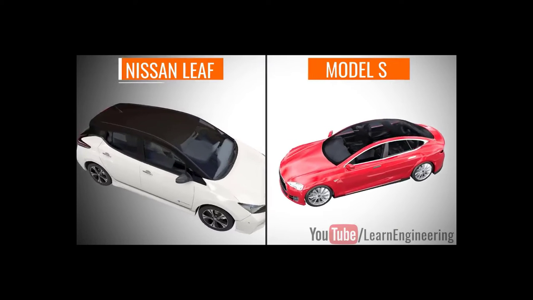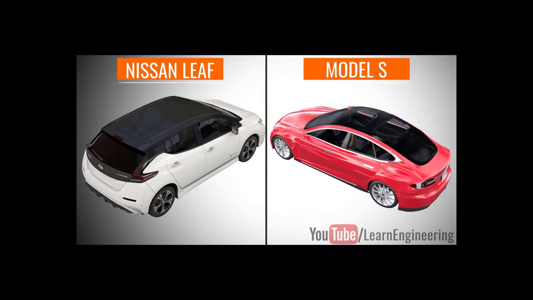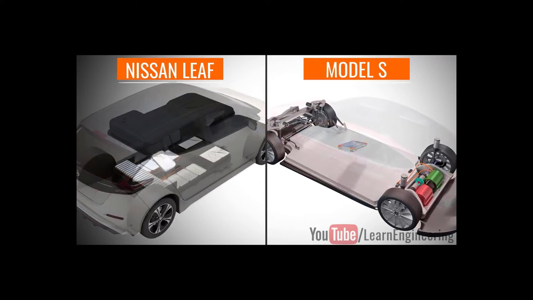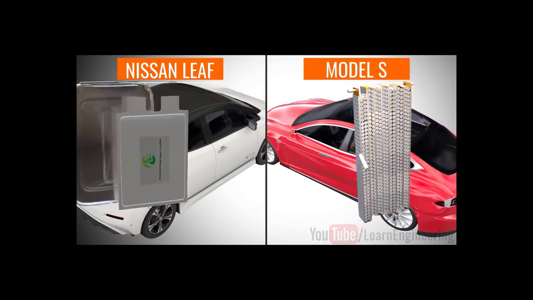This is where Tesla scores over Nissan battery technology. The Nissan Leaf has a huge battery cooling issue due to the big size of its cells and the absence of an active cooling method.